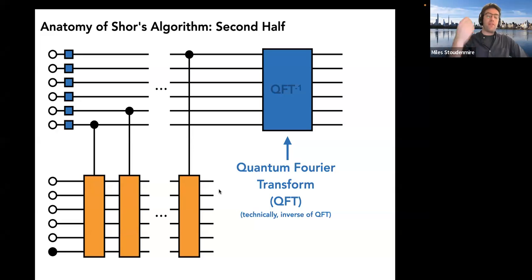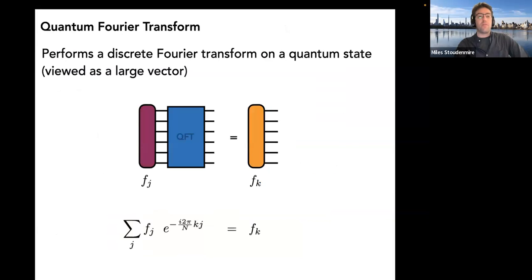And then by doing a Fourier transform and looking at the peaks of the state that come out, which you can get by sampling the state at the end, by collapsing the state, you can then detect R. That's the idea of the rest of the algorithm. So we wanted to look into the quantum Fourier transform. The quantum Fourier transform, as I said, performs a discrete Fourier transform.